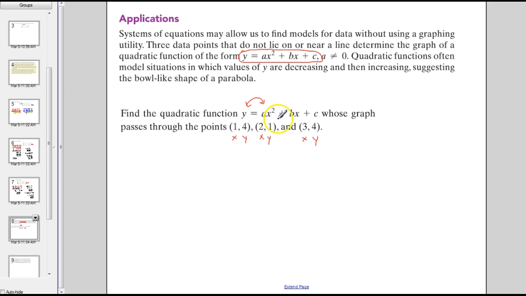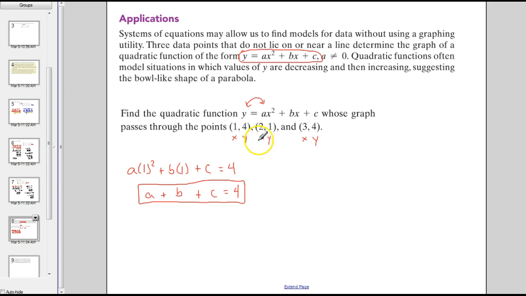If I put the 1 in for the x, I end up with a times 1 squared plus b times 1 plus c equals the y value, which is 4. And then that'll simplify to 1 squared is 1 times a is just a, 1 times b is just b, so a plus b plus c equals 4. So there's one equation that's going to make up our 3 by 3 system.